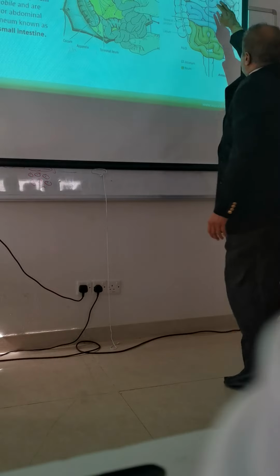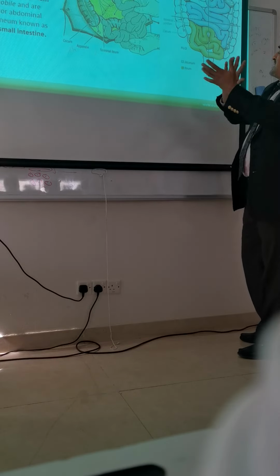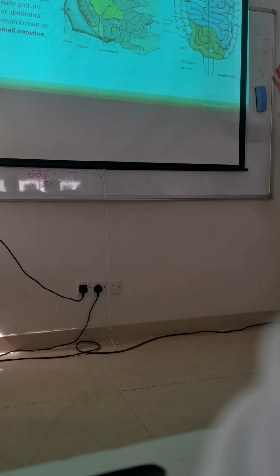Jejunum. After the duodenum, we move to the jejunum. The jejunum and the ileum measure about 6 meters, as I told you and showed you. The upper 2/5 of the total length makes the jejunum. The jejunum begins at the duodenojejunal junction and ends at the iliojejunal junction, but they are not very well demarcated.